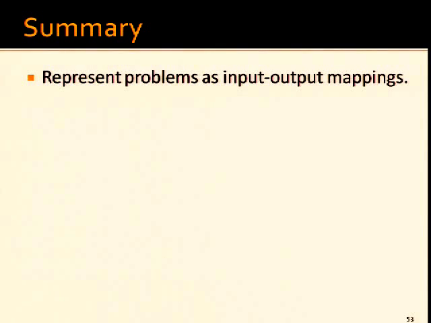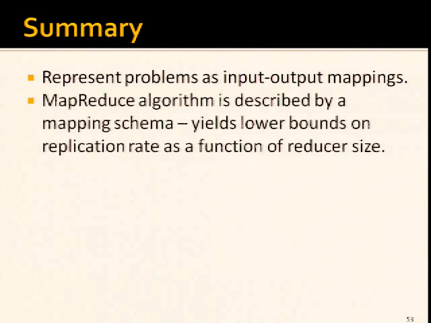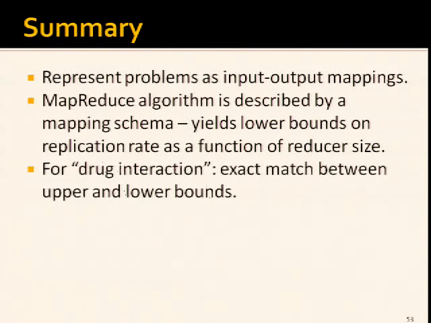Let me give a quick summary. Remember, we're going to represent problems as input-output mappings. The mapping schemas are input-to-reducer mappings, and that's how we get lower bounds on how the replication rate is a function of the reducer size.